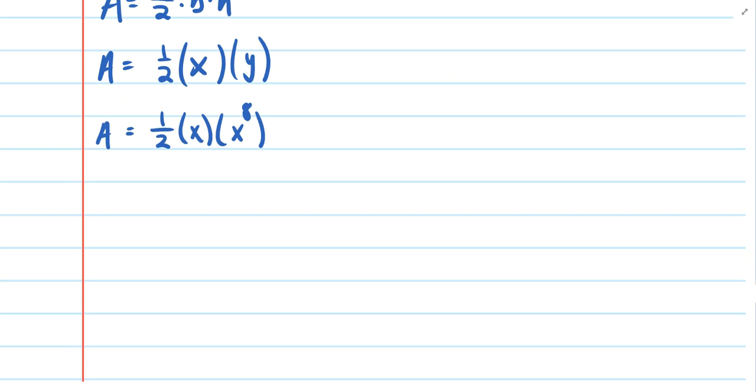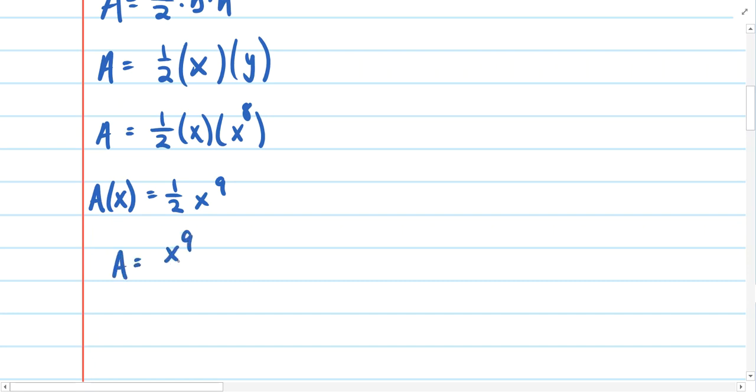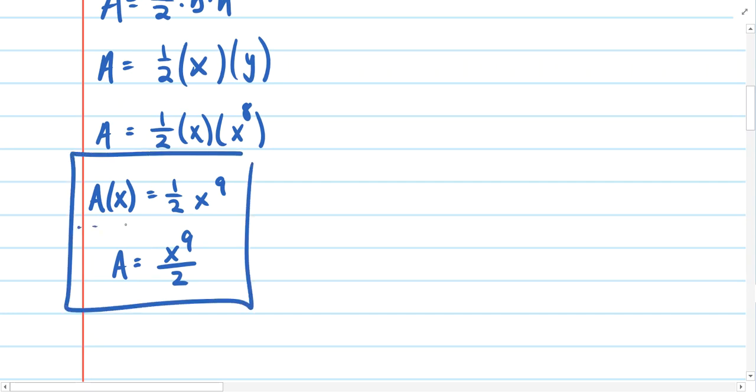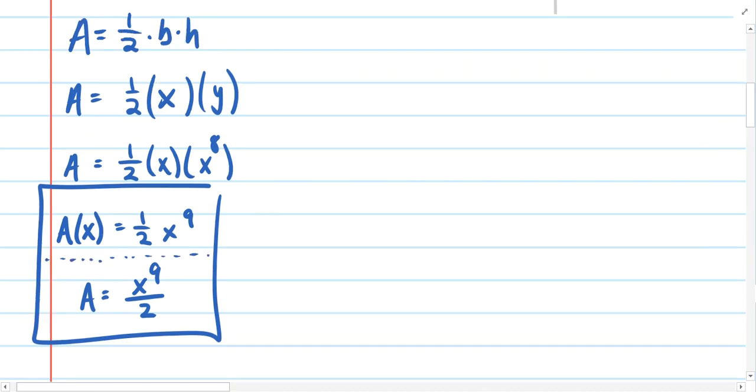And of course we can clean this up just a little bit. We can even use function notation if we'd like. So area based on x is equal to 1/2 x to the 9th power. Or we could leave it as area and call it x to the 9th power divided by 2. We've got lots of different ways to report the final answer, but either one of these I think would be acceptable for this class or on MyMathLab.